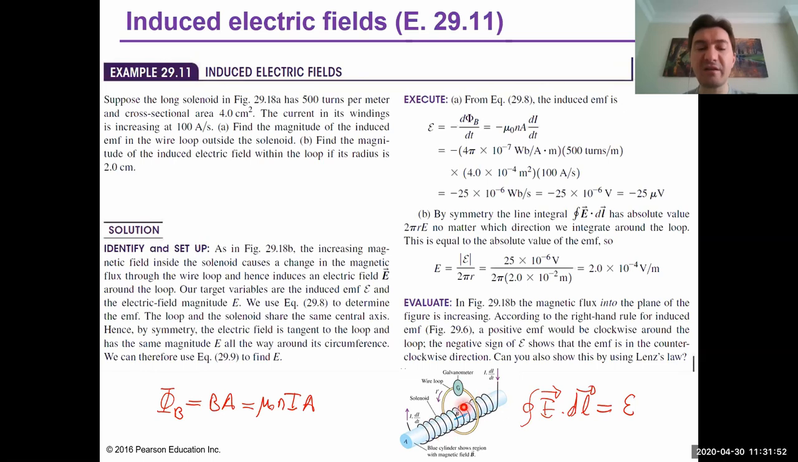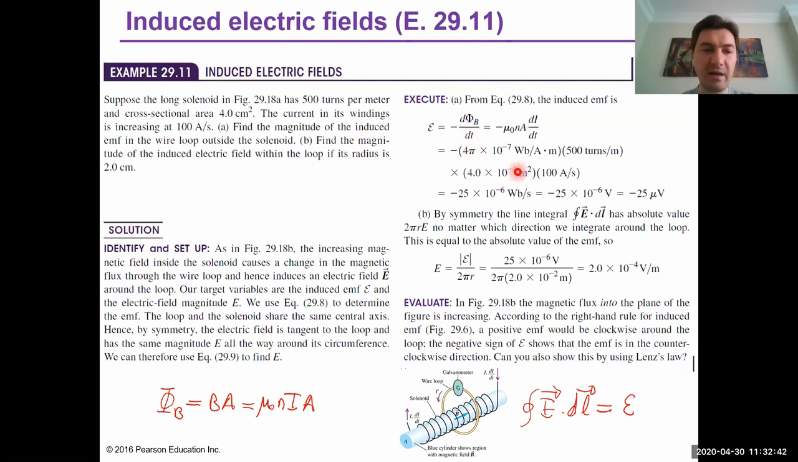Due to the changing flux here, we will have induced EMF, and find the magnitude of the induced electric field within the loop if its radius is 2 cm. This is the radius of that loop, and we have the induced electric field. So how to calculate this? The first one, the induced EMF within that loop due to the changing current and changing flux within the solenoid.